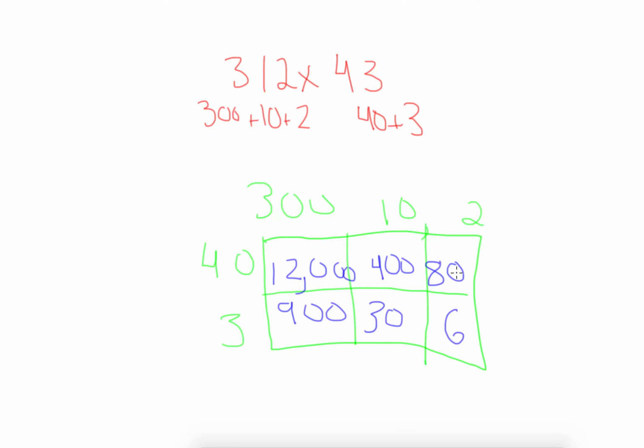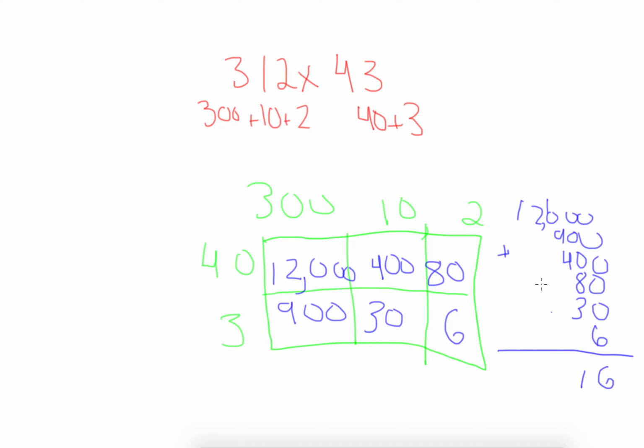Then my last step is just to add up all these numbers. So I'm going to first do 12,000 plus 900 plus 400 plus 80 plus 30, then plus 6. Okay, so add straight down to the ones, get a 6, get 11 here, get 14 here, 2 plus 1 is 3, and I carry down my 1. So this would be my final answer.